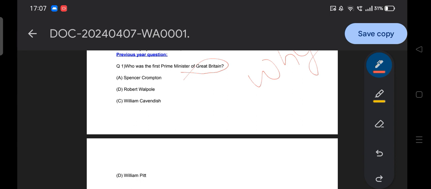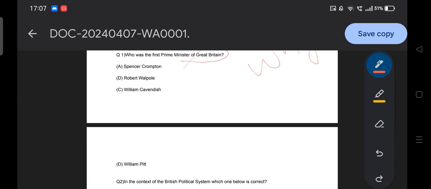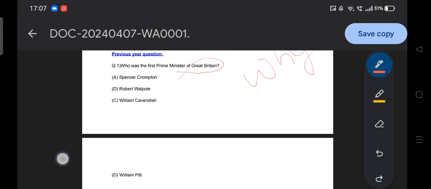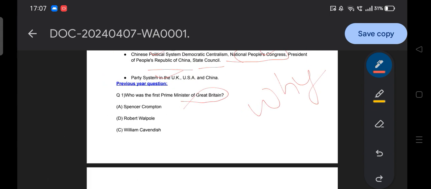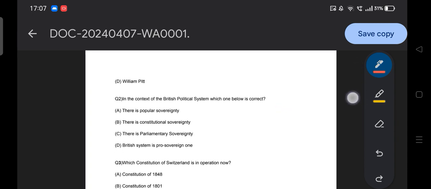Okay, if you are not able to provide the answer, then don't worry, we are just analyzing the paper. Option A, Spencer Crofton; B, Robert Walpole; C, William Cavendish; and D, William Pitt. So what is the answer? The answer of this question is obviously option B, not D. Robert Walpole is the first prime minister of Great Britain. So what is this question about? This question is about the UK. That is the kind of question they ask from the UK. Moving to the next.